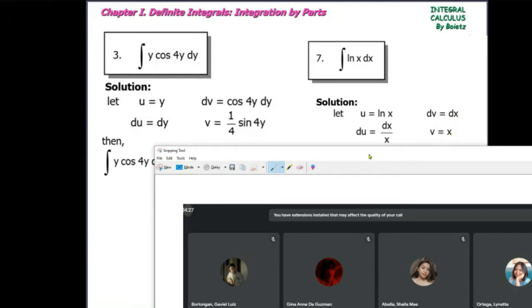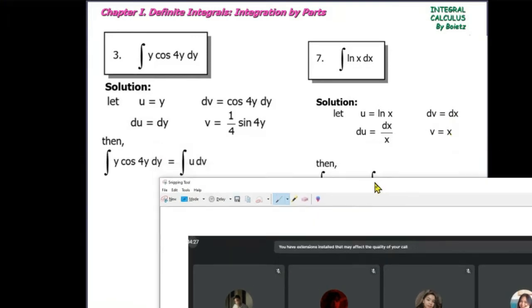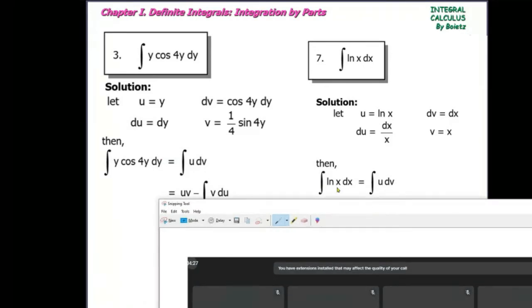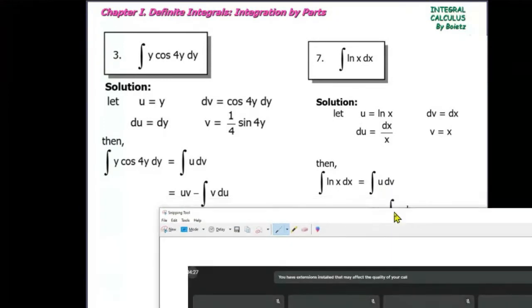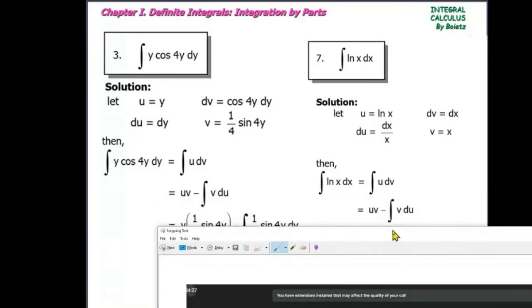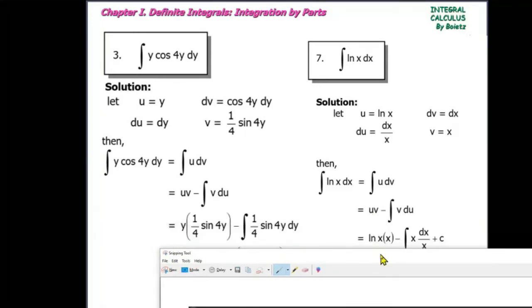Kaya pag sinubstitute mo yan, your integral ng ln x dx is equal to the integral of u dv, or equals uv minus integral ng v du. So substitute what is u? Ln of x. Then what is v? X. Then minus v, x. Then du is dx over x.